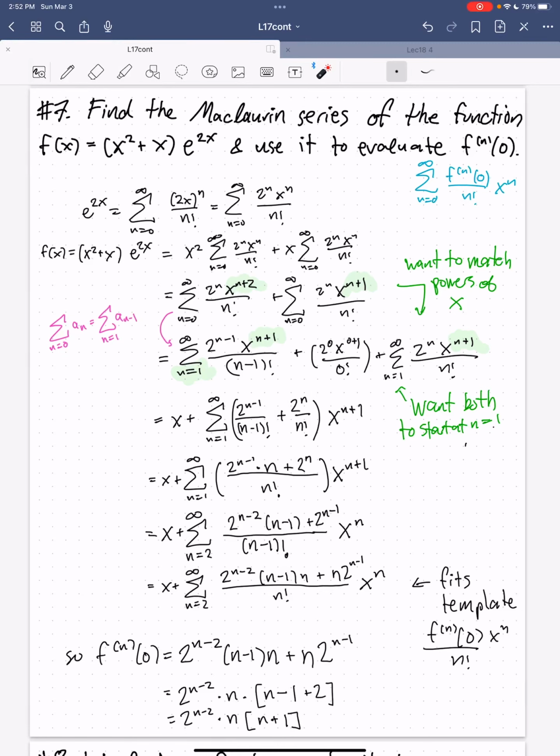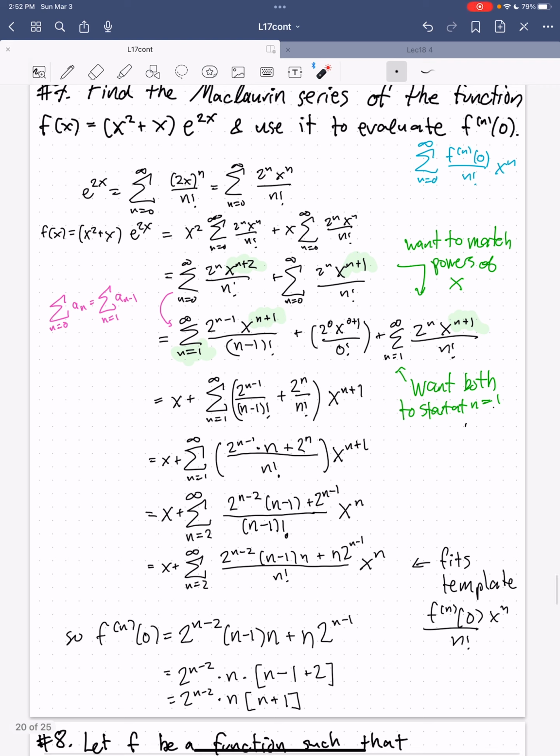For example number 7, we're taking the function f of x is equal to x squared plus x times e to the 2x, and we're going to use that series to find what the nth derivative of our function is at 0. So we start off with e to the 2x, just plugging in 2x instead of x for our series for the usual e to the x. Then multiplying it by x squared plus x.